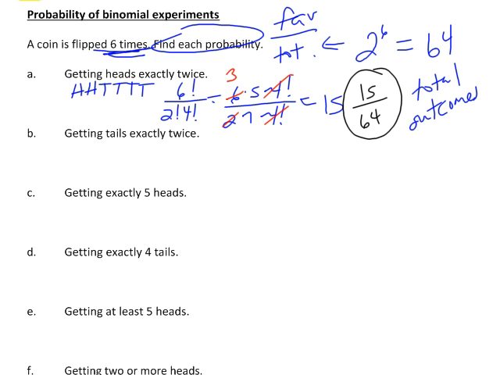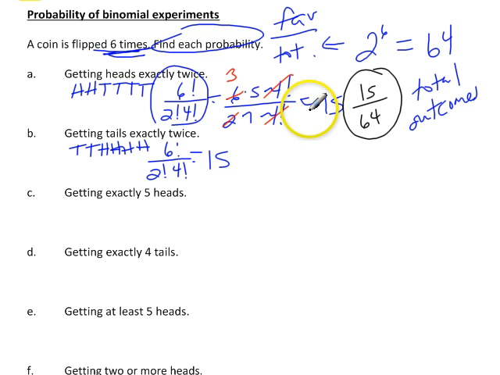Now our next one says getting tails exactly twice. If you look at this one, it might look similar. Here we have tails, tails, heads, heads, heads, heads. So you have 6 total, 2 tails, and 4 heads. That's going to look exactly like this problem up here. 6 factorial over 2 factorial times 4 factorial. So that's going to be 15. And then again, if we want the probability, there's 15 favorable outcomes out of our total 64.